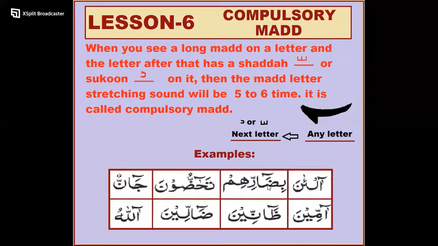Next, have a look here. So dod alif madda has the long mud, thick mud, and the next letter has ra shadda. So after stretching 5 to 6 times long, do, we will connect into ra. So this is what we call compulsory mud.